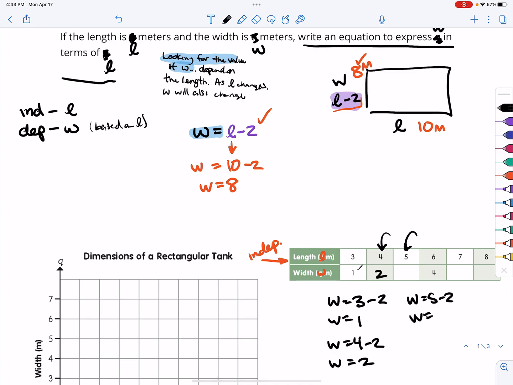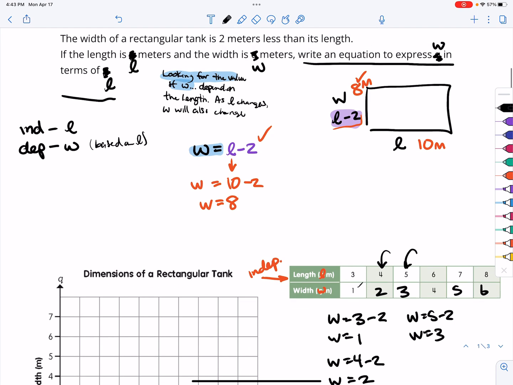5 minus 2 is 3. So our width is going to be 3. And then, as you notice, we do have a pattern here, so that would be 5, and that would be 6. So now we've taken this problem, we did a quick little picture, captured that with algebra, and now we're substituting a value for our independent variable to get the dependent.